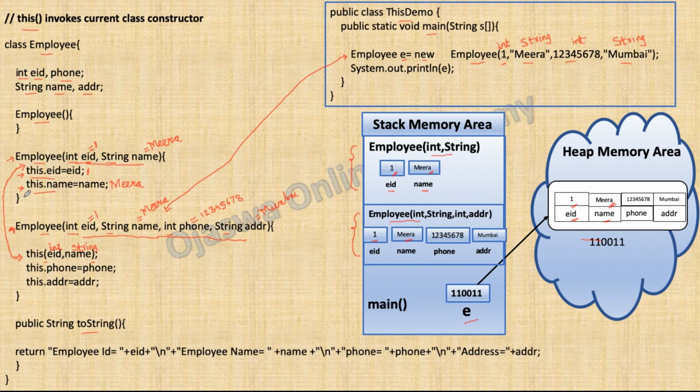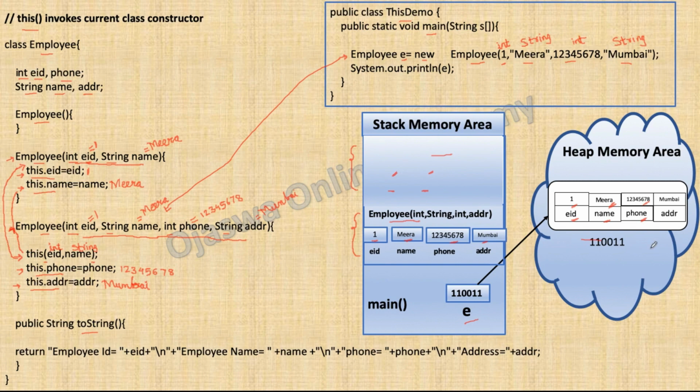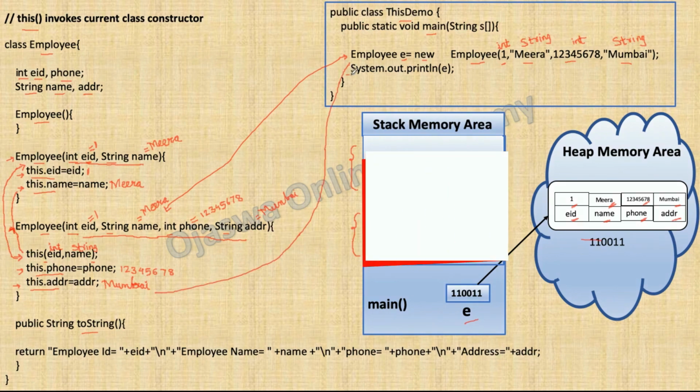Now after this block of code is executed, the memory reserved for these local variables EID and name belonging to this particular constructor is released from the stack. So your memory is released and the control goes back and the next line executed is this.phone. So instance variable phone is equal to local variable phone. The value of local variable phone is 1, 2, 3, 4, 5, 6, 7, 8. Hence, instance variable phone will be assigned this value. Next statement is this.addr. Instance variable addr is equal to local variable addr. Local variable addr has value Mumbai. Hence, inside the object, instance variable addr will have its value Mumbai. Now this block of code is executed. The object is initialized with its data and control will go back and the next statement is executed.